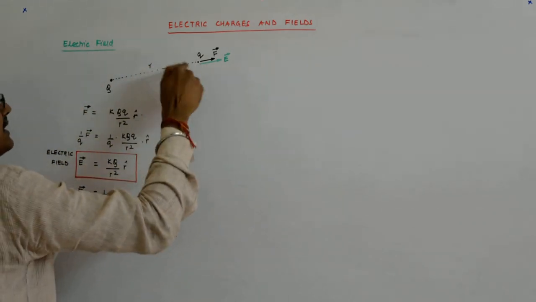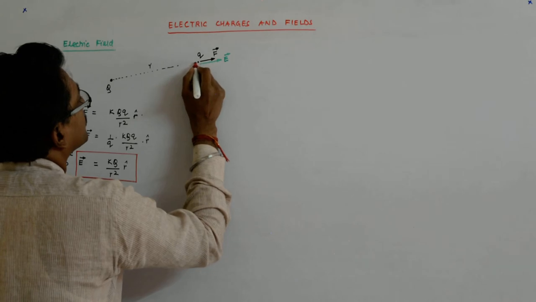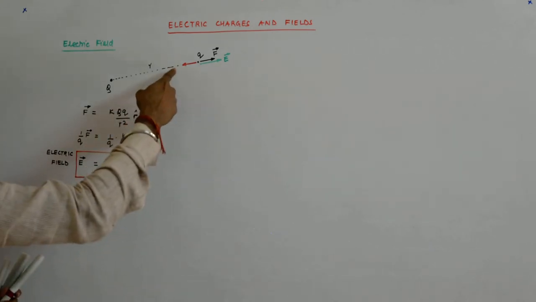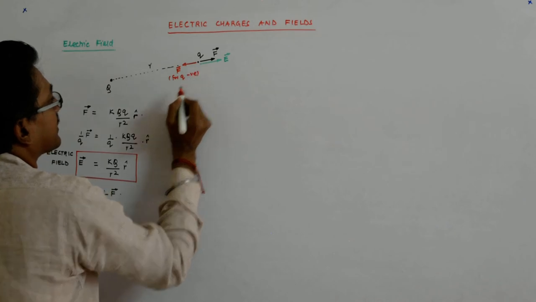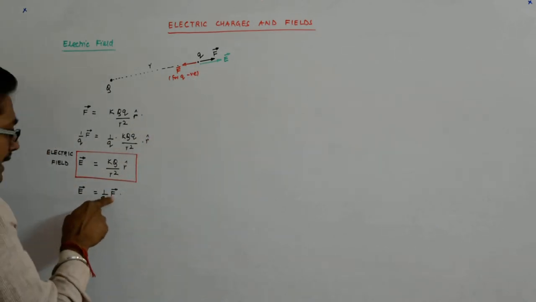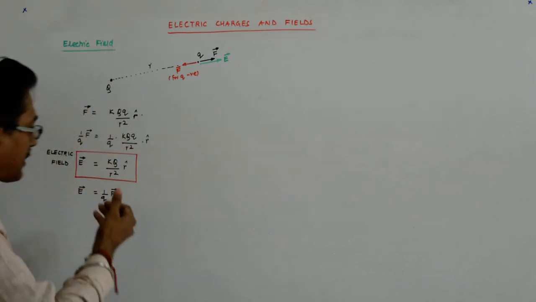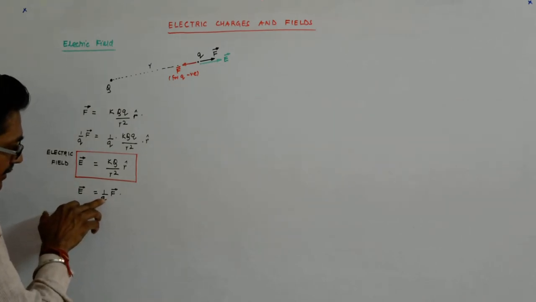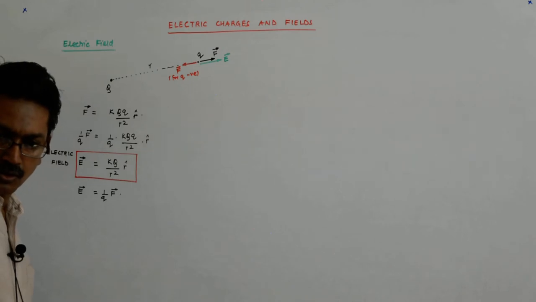What if the Q was negative? If Q was negative, then the force on this would have been in this direction. Attractive. Correct? That was the direction of force F for Q negative. Correct? And if I multiplied 1 by Q, if Q was negative, 1 upon Q would also be negative. And if I multiplied by 1 upon Q, what happens? 1 upon Q is negative, a negative number getting multiplied to this turns my electric field positive, in the opposite direction. So it gives me what?